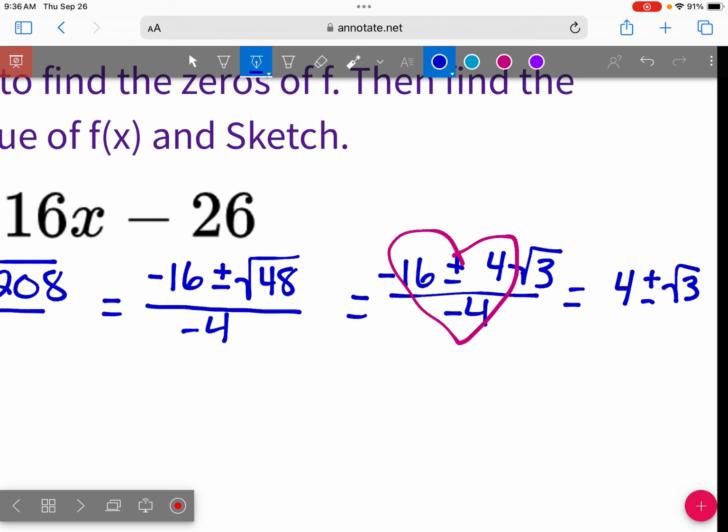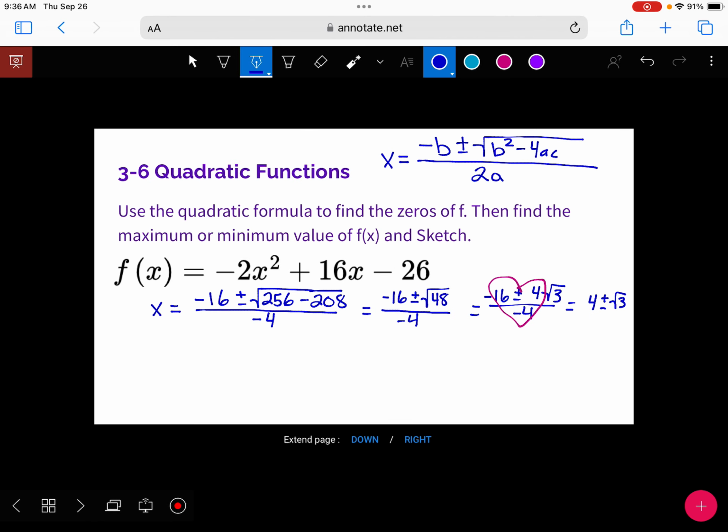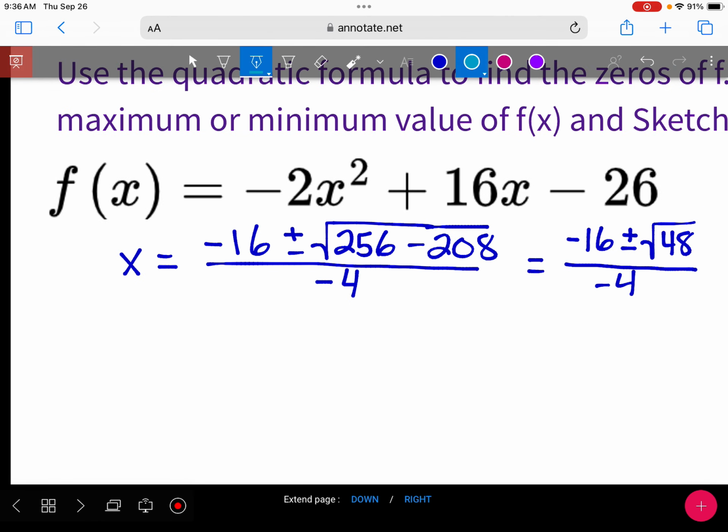So we have real roots, a little bit right of 4, a little bit left of 4. We have 2 real roots. Now let's find our vertex, so our axis of symmetry. What's our axis of symmetry going to be?